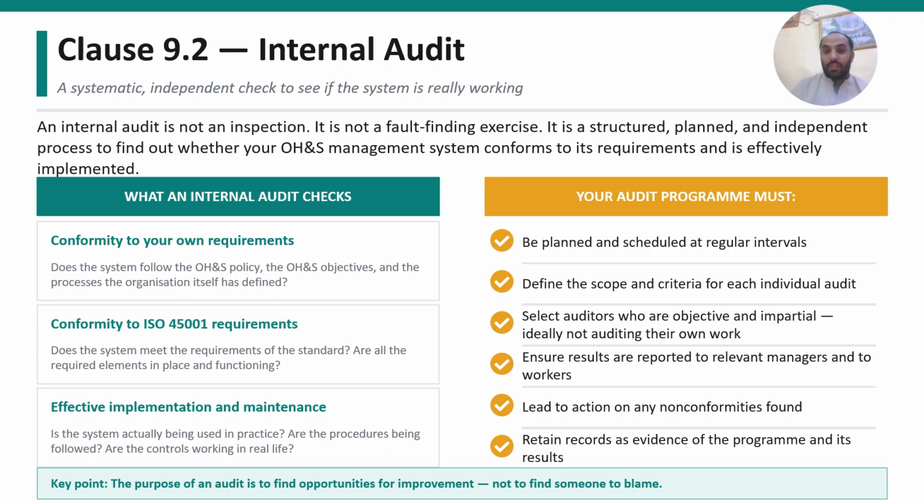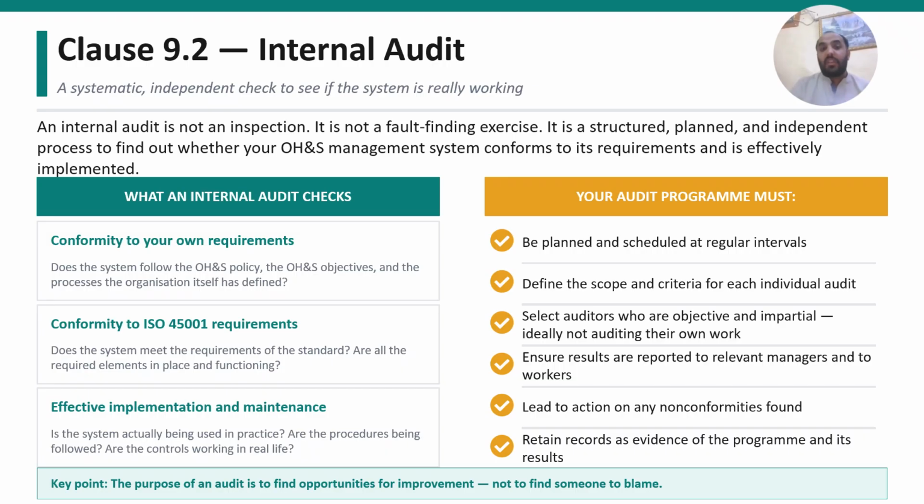But actually, an internal audit is a structured, planned, and independent process that asks a specific question, which is: does our occupational health and safety management system conform to its requirements, and is it actually being implemented and maintained effectively or not? An effective internal audit asks this question. Okay, and there are three specific things that an internal audit is designed to check.